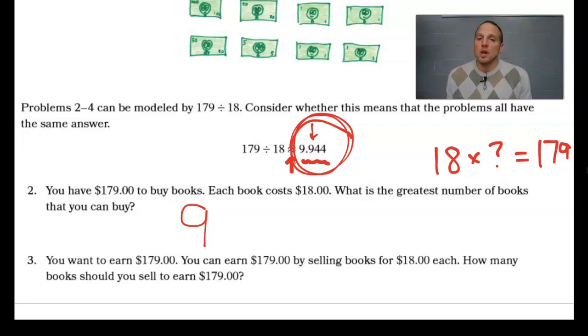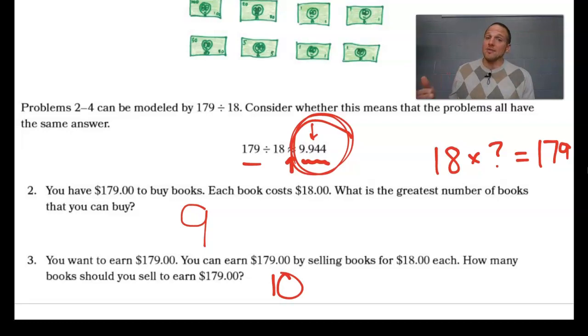Same question as before. Can we sell 0.944 books? No, we can't. We can't sell a decimal part of a book. So it's got to be entirely. So here's my question. We're not going to look at rounding rules in this problem just like we didn't look at them last time. If we sell 9 books, is that going to be enough to get us $179? If we sell less than 9.944, are we going to get $179? If we only sell 9 books, no, that won't make it. We have to sell more than that. So we're going to have to sell 10 books.